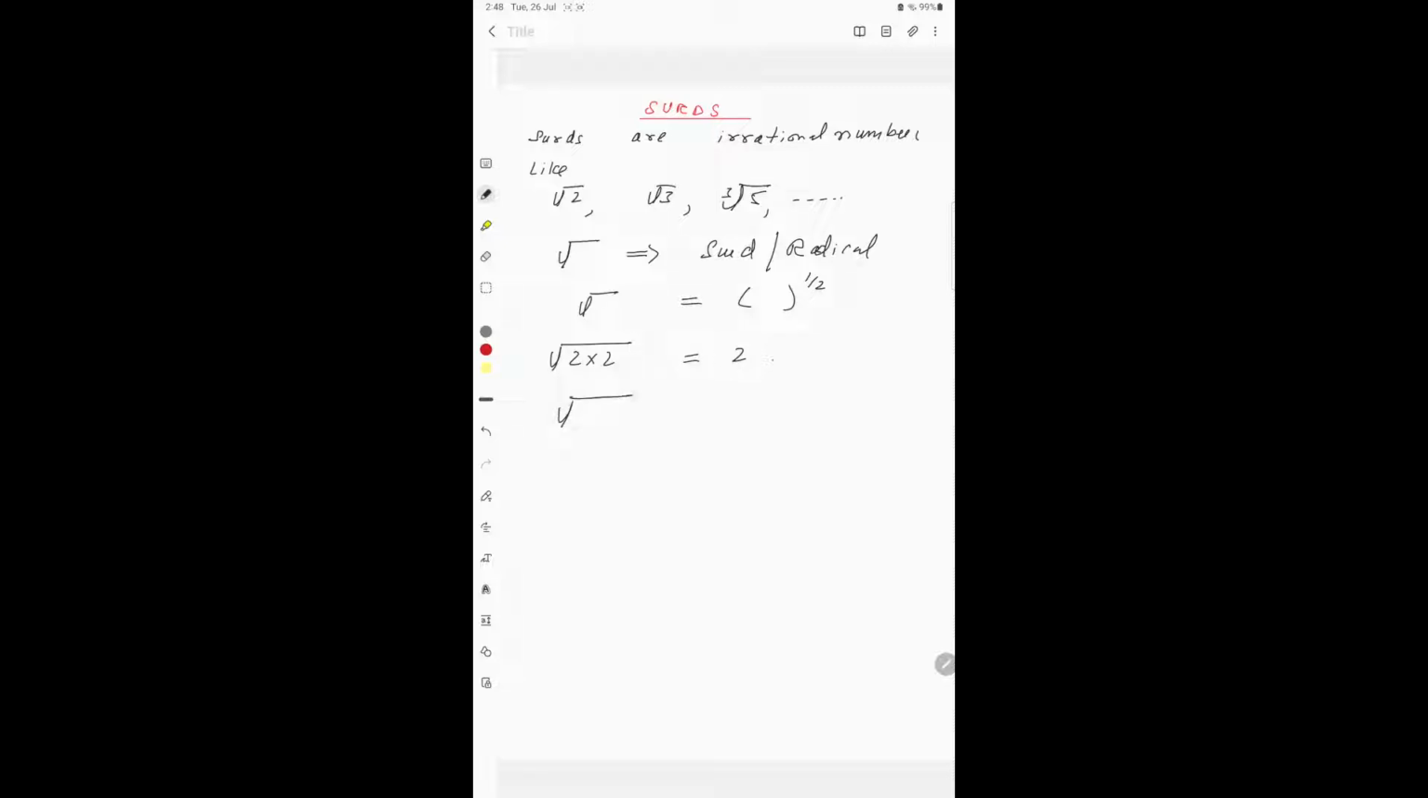Algebraically, you can take another example. X raised to the power 8 can be simplified as x power 8 raised to the power half, which is x raised to the power 4.